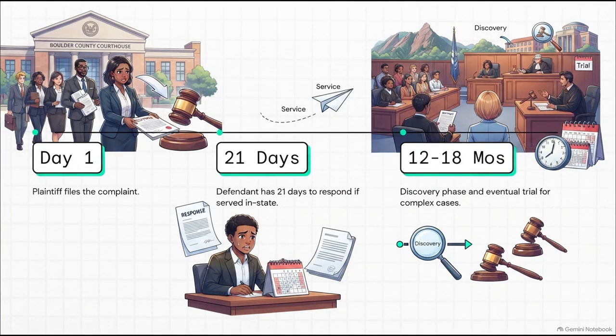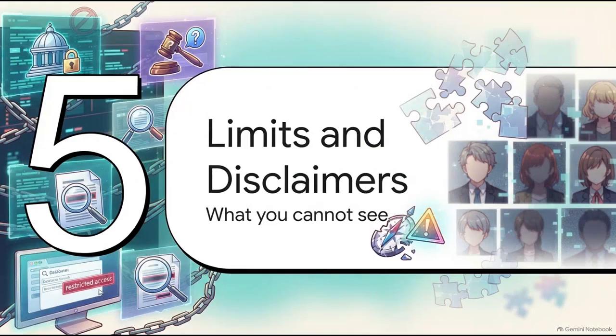Having a grasp on this standard legal timeline really helps you build a realistic expectation of how a civil lawsuit plays out in Colorado. Step 1, the plaintiff files the complaint. Step 2, once the defendant is officially served, they usually have exactly 21 days to respond, assuming they were served in-state. And then Step 3, from that point, a case that actually goes all the way to trial often takes 12 to 18 months, or even longer, to completely resolve. So if you're looking up a case that was just filed 3 months ago, definitely don't expect to see a final verdict yet.